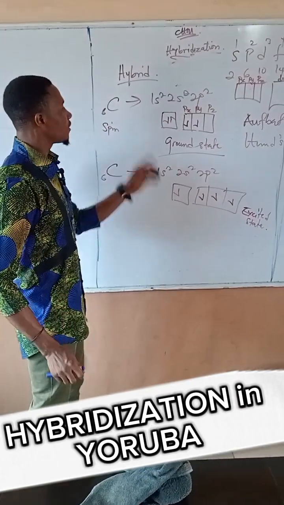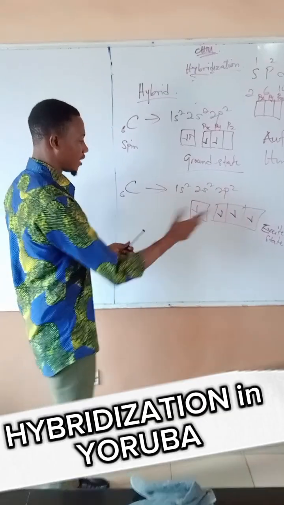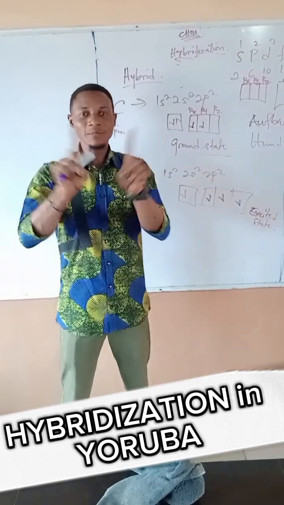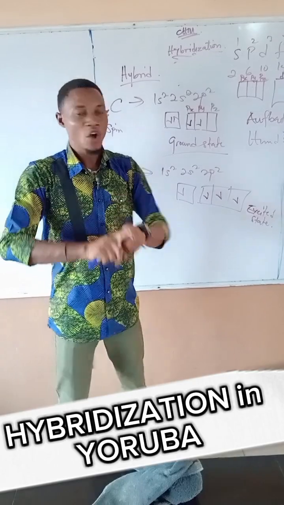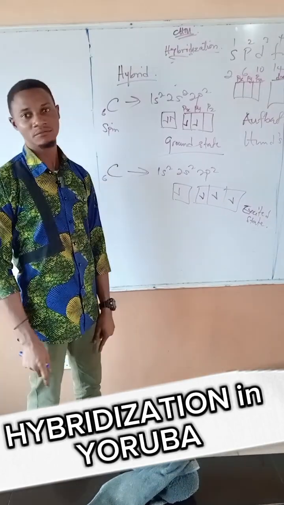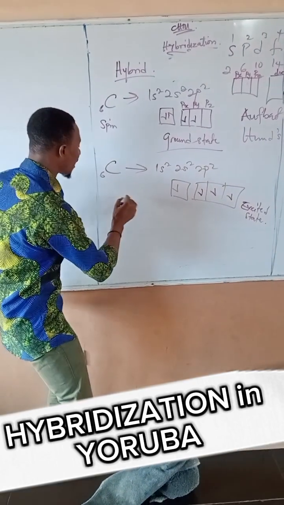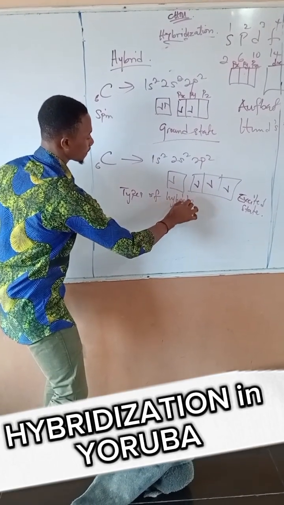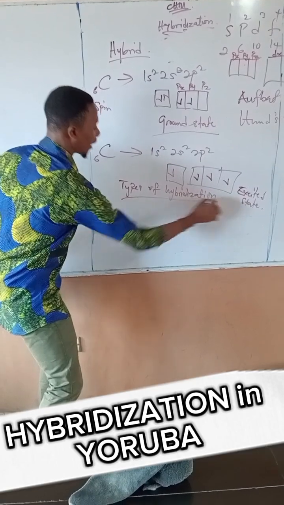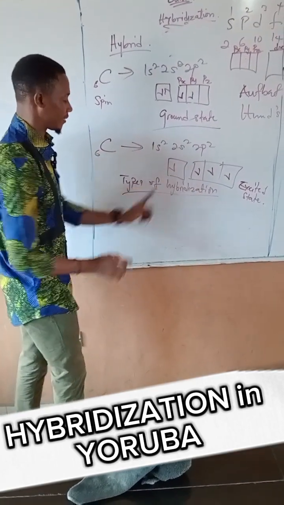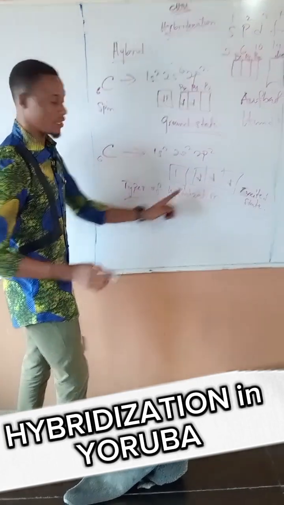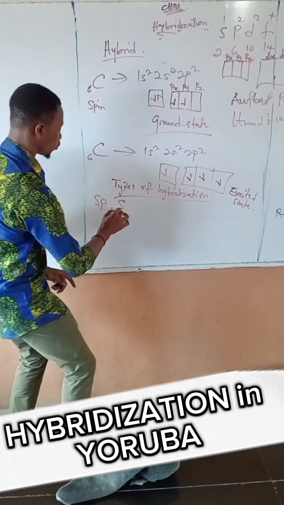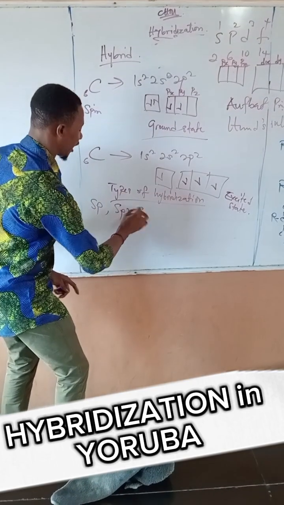Now, we have types of hybridization. Since we have taken from s and joined it to p, that means we have taken two things that are not alike and joined them together. What belongs to s has been brought to p, that is hybridization. So we can now have types of hybridization. We can have it to be sp, we can have it to be sp2, we can have it to be sp3.